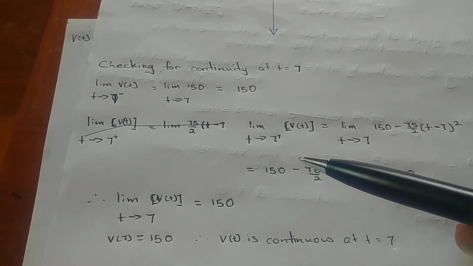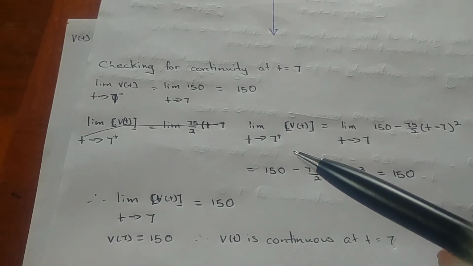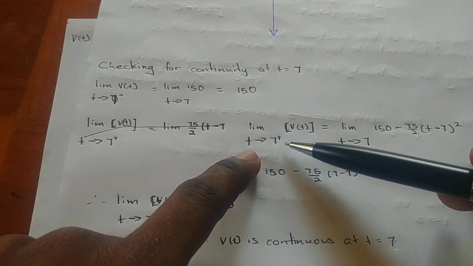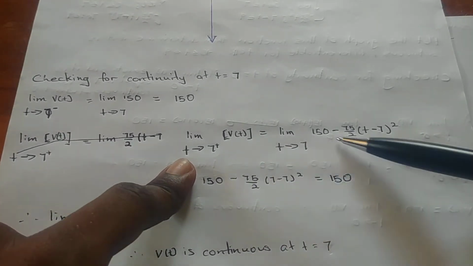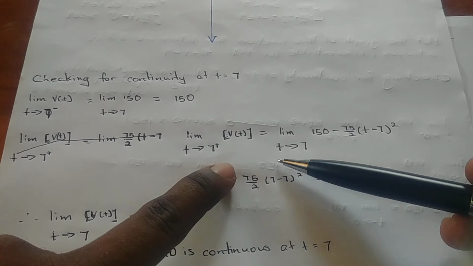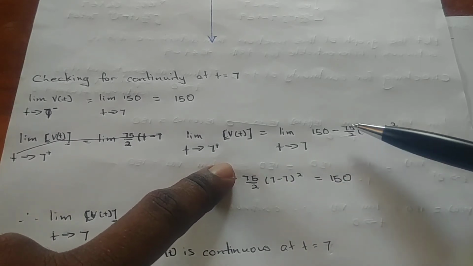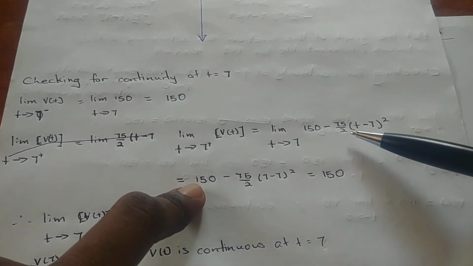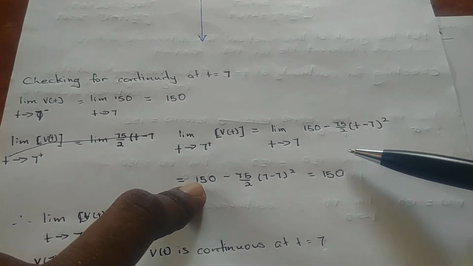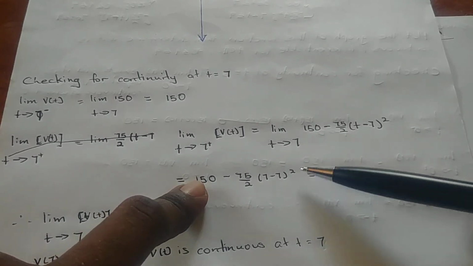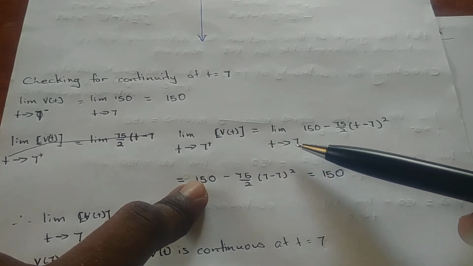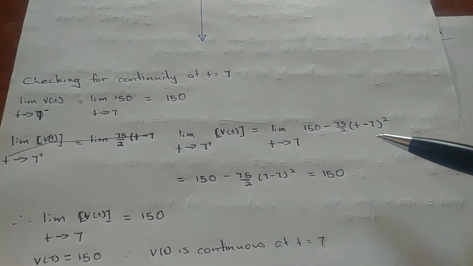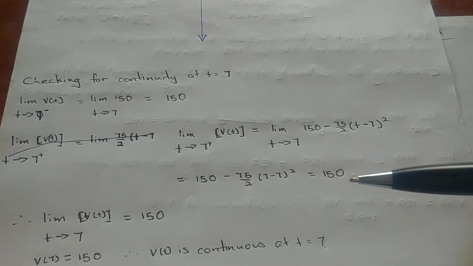Okay, we're doing from the right this time. The limit of v of t as t approaches 7 from the right is equal to, using that function because we're coming from the right, the limit as t approaches 7 of 150 minus 75 over 2 times (t minus 7) squared. So we can use direct substitution, right? Actually, this is not allowed. You actually have to go through the steps through the theorems that you use. But anyways, it's just for understanding's sake.